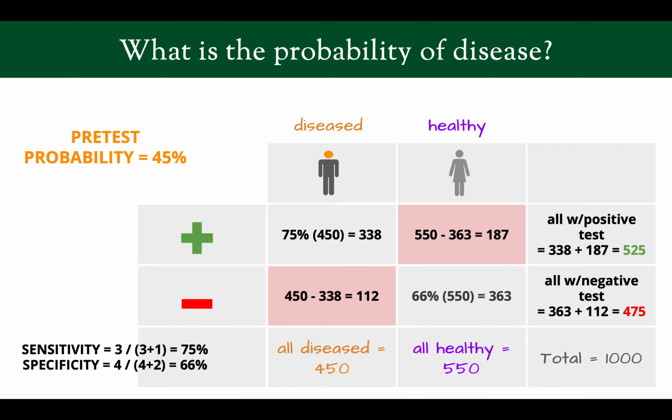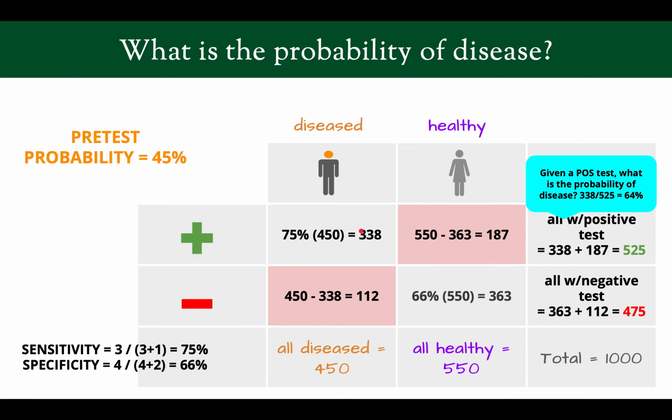Okay, now what do we want to know? What we really want to know is, of all the people, let's say the test was positive, okay? Of all the people with a positive test, how many of them actually had the disease? And how can we figure out that number? That is something we know already. That's our positive predictive value, right? If the test is positive, how well does it predict that someone has the disease? And so we can calculate that, right? Given a positive test, what is the probability of disease? Well, it's 338 over everybody with the positive test. So 338 over 525 is 64%.